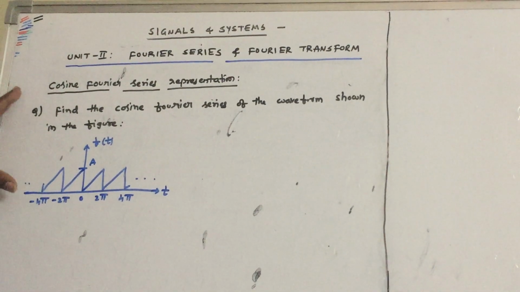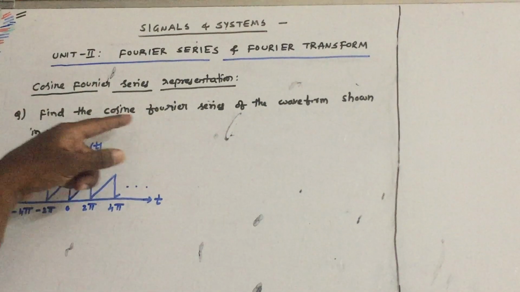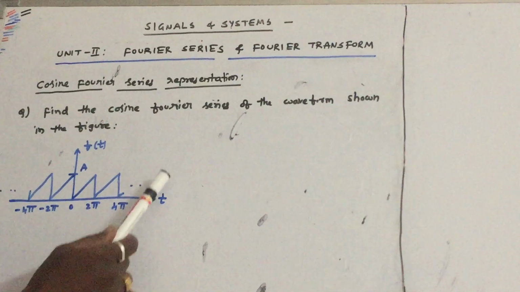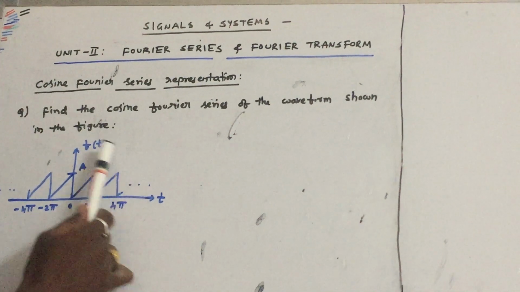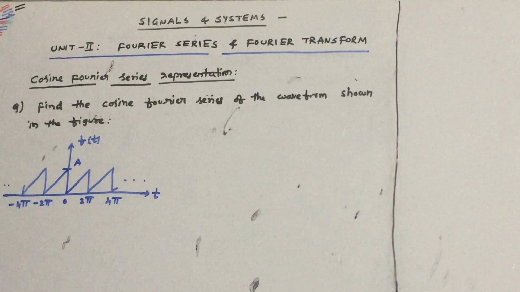Hi, in this session we will solve one question. Find the cosine Fourier series of the waveform shown in the figure. So this is the waveform given, of which we want to find the cosine Fourier series representation.